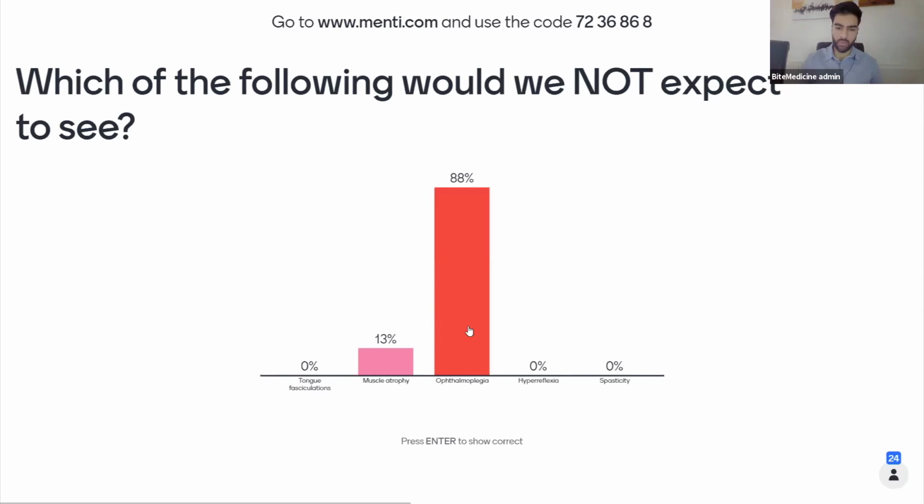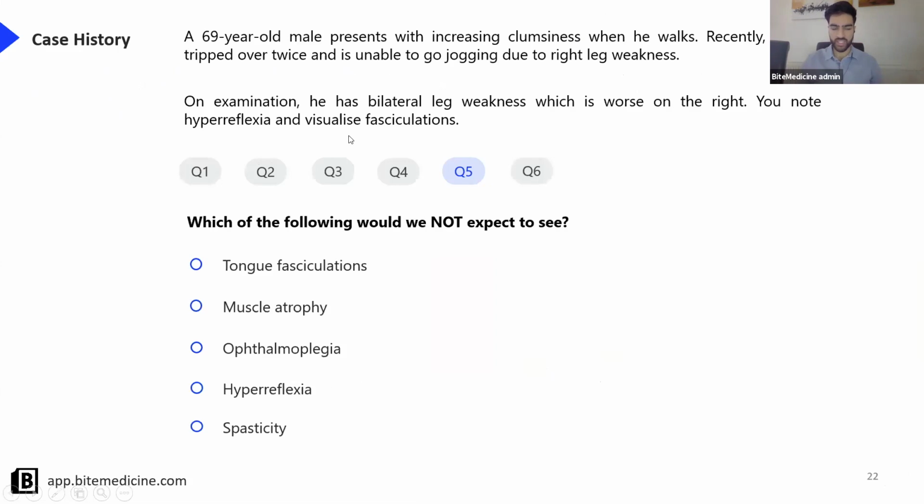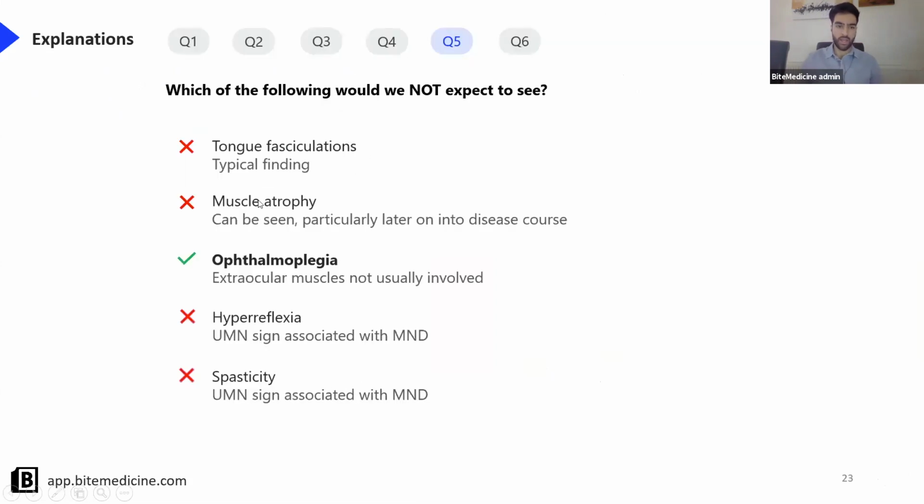Good. You don't typically get ophthalmoplegia in motor neuron disease. You can, but it's rare. For some reason, in motor neuron disease, the extraocular muscles are not affected. So tongue fasciculations, as we said, that's a typical finding. Muscle atrophy is seen. Hyperreflexia is an upper motor neuron sign, which we would expect to see. Spasticity, again, we'd expect to see. But ophthalmoplegia is not a typical finding in motor neuron disease.